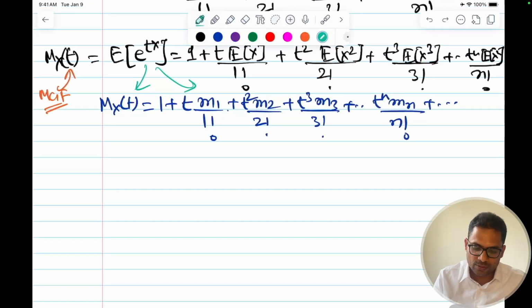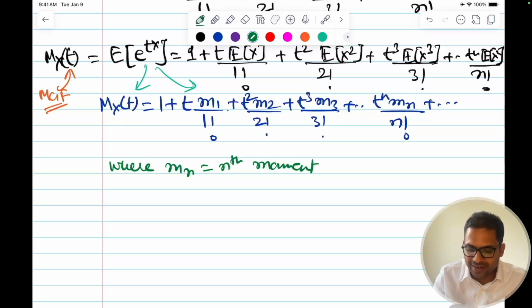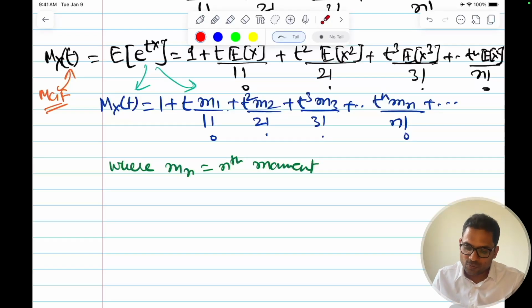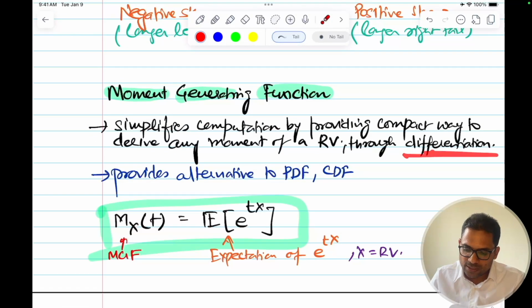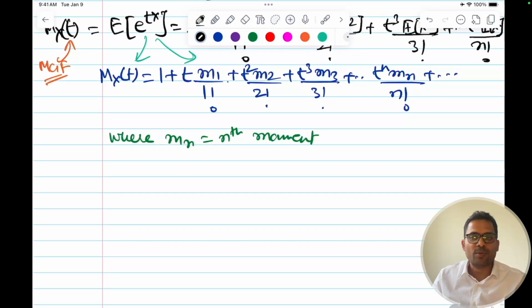And now, let me write it down here, where mn is equal to the nth moment. If you want to find this moment, what was in the definition? Using differentiation. This is important. So we use differentiation, and this is your nth moment.